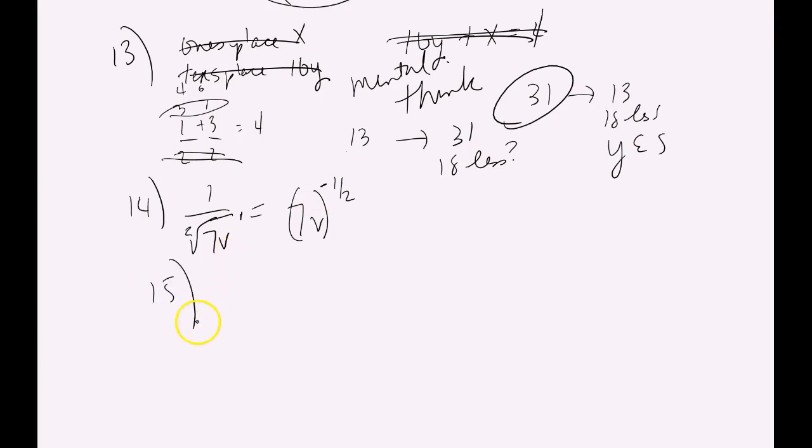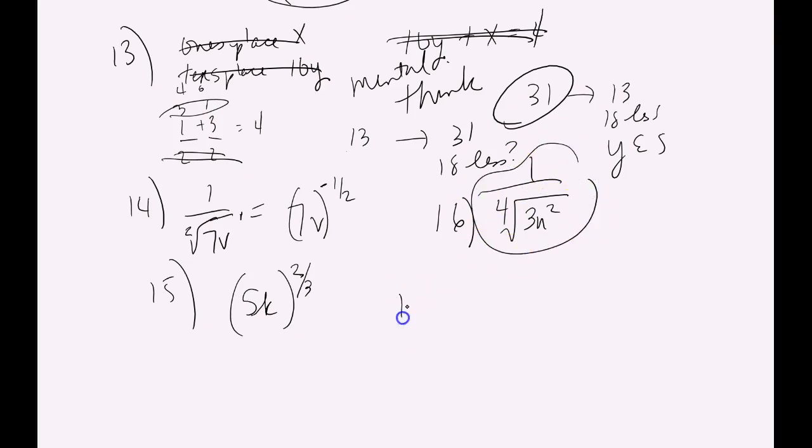Now, number 15, same thing. It's a 5k, and it's got a 2 as the exponent and a 3 as the root, so you just rearrange it like that. 16 is now going the other way, okay? So the 4 definitely needs to come out here, so 3n squared. And the 1 can be here. You don't even have to write it. It's an invisible 1. It's actually a negative 1 though, so what does that tell you? Well, it tells you to move it to the denominator. So that should be your answer to 16.